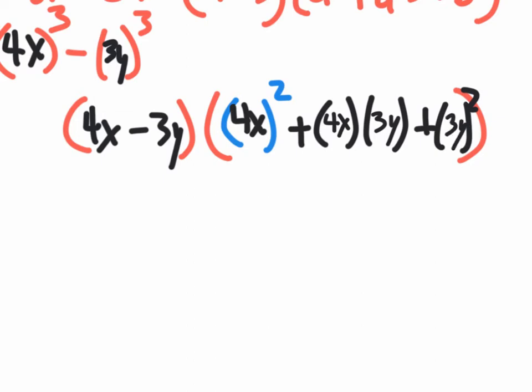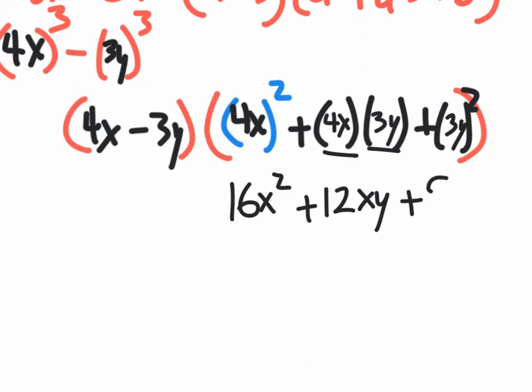And working on that trinomial, well, what is 4x to the second power? 4x to the second power is 16x squared. And what is 4x times 3y? That's going to be 12 and just xy. And last but not least, 3y to the second power, that's 3y times 3y. That's going to be a 9y squared.